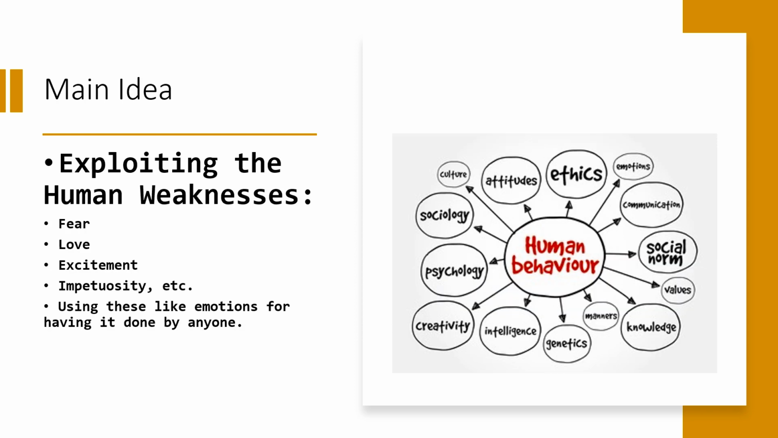Our main idea is to exploit human weaknesses, and these weaknesses come from ethics, psychology, genetics, culture, etc. Also, in the world, most people use emotions to make decisions, like fear, love, excitement, etc. For example, we can send a mail about changing passwords rapidly, and say if you don't, the passwords will expire. We use these emotions to get it done by anyone.